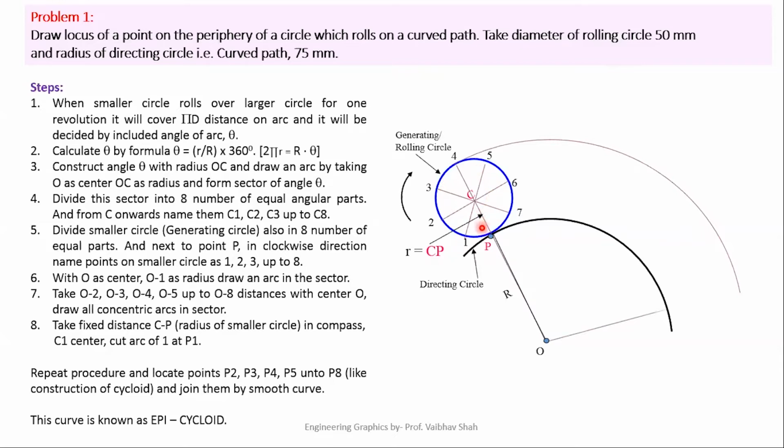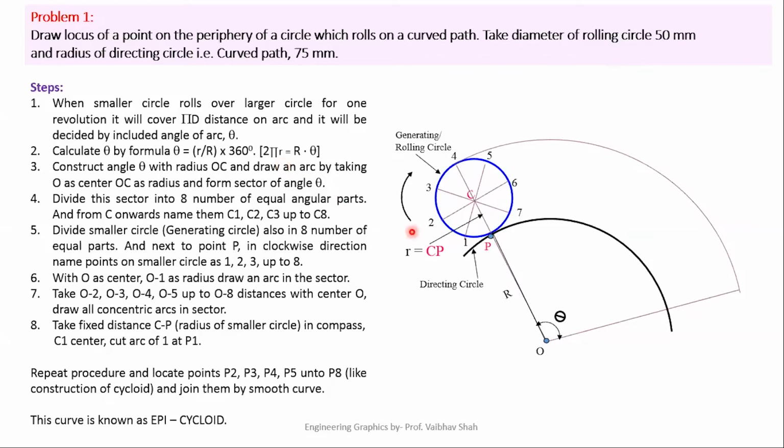And at the same time, this rolling circle will travel on this directing circle from the starting point P until this end point, and while rotating it will subtend an angle theta at the center point O. Now, our next task is to find this angle theta. For that, let us apply one logic.